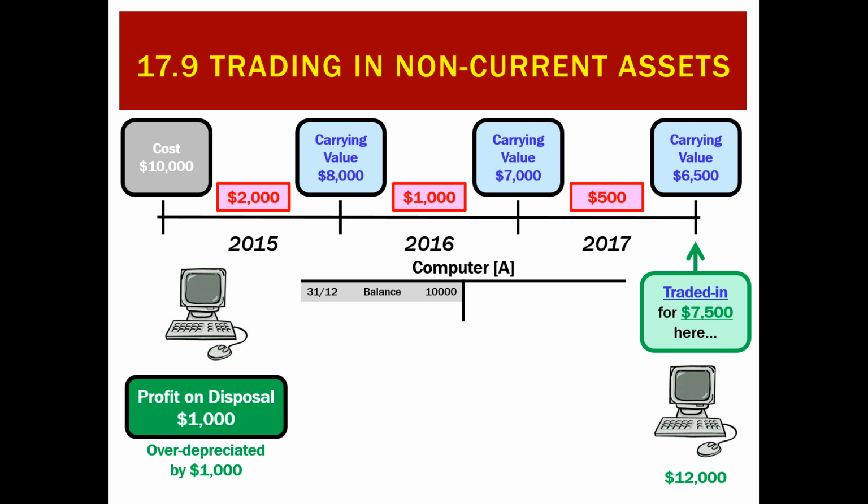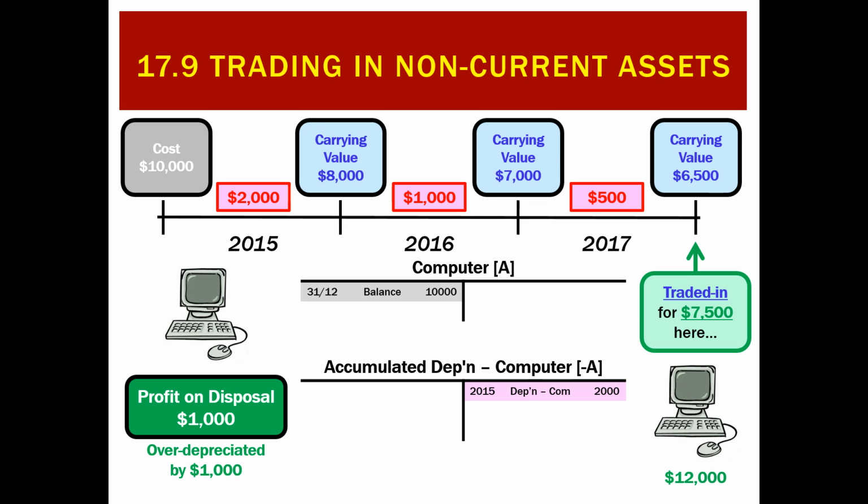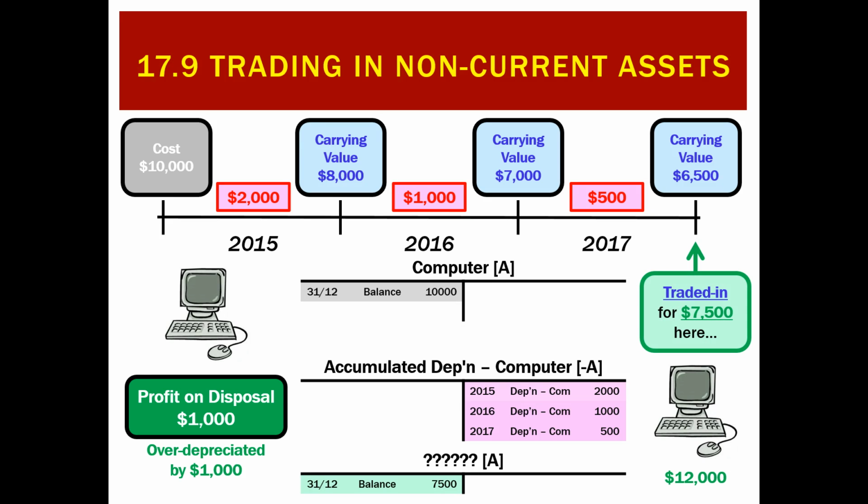We've got a debit here in the computer account of $10,000. In accumulated depreciation, we'd have $2,000 for 2015. 2016, we'd have $1,000. And in 2017, we'd have $500. So that'll take us up to date with our ledgers. We can now start to record our disposal. We've got this $7,500 trade-in. Where would that go? It's going to be a debit, but we need to give the ledger a name.